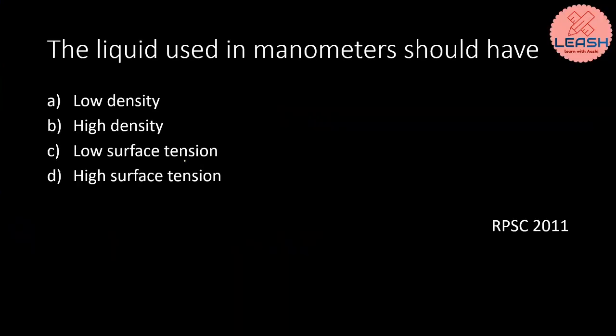So question number 1 is: the liquid which is used in manometers should have option A, low density, B, high density, C, low surface tension, and D, high surface tension. As you can see, this question has been asked in Rajasthan PSC 2011.